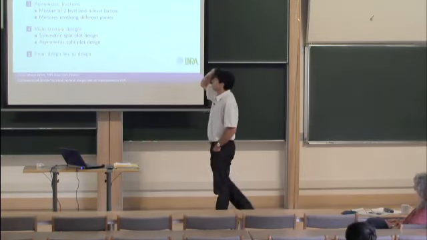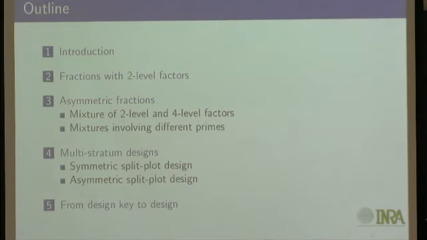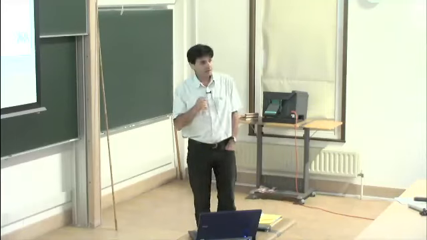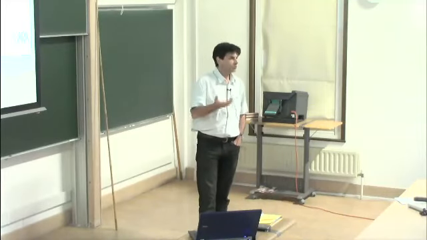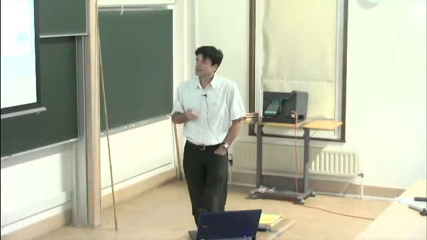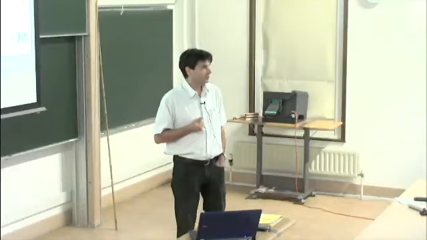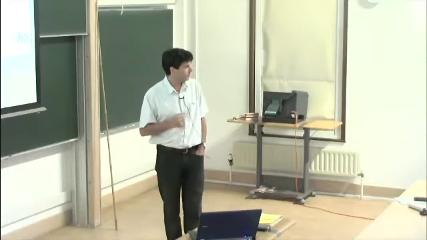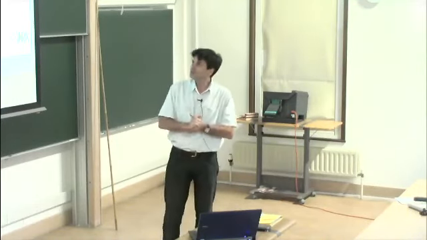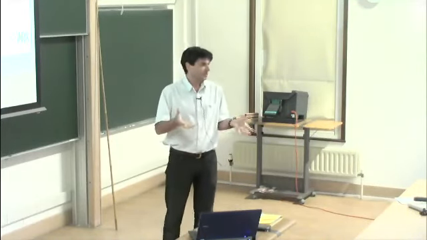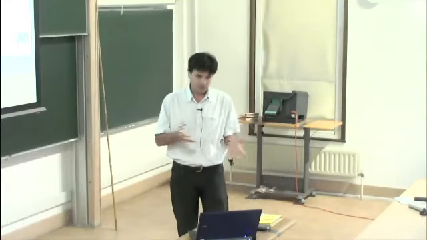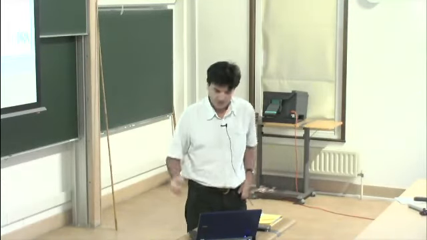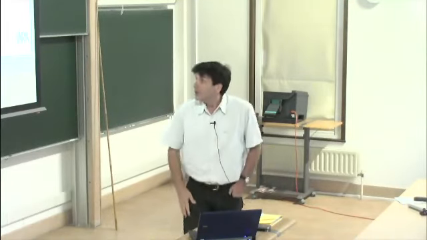In fact, from 2 to 4, I will talk about the construction of what is called a design key. And this is a matrix which allows us to construct the actual design, but this is not the actual design. So in the last part, probably I will have to go a bit fast, but I will say a few words about going from design key to the design.